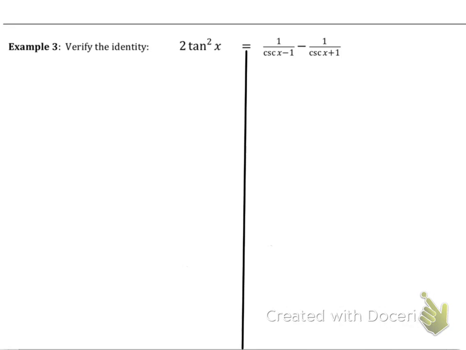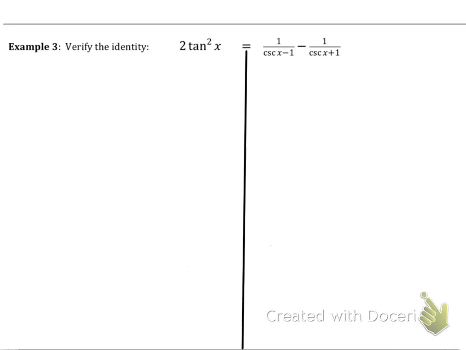Yeah? On the right side, you could multiply the first fraction by cosecant of x plus 1 over cosecant of x plus 1, and the second fraction by cosecant of x minus 1 over cosecant of x minus 1. Perfect. We're going to push those two things together. If I can't do anything with these separated, I'm going to push them together and see what happens. And the only way to push them together is if they have a common denominator.